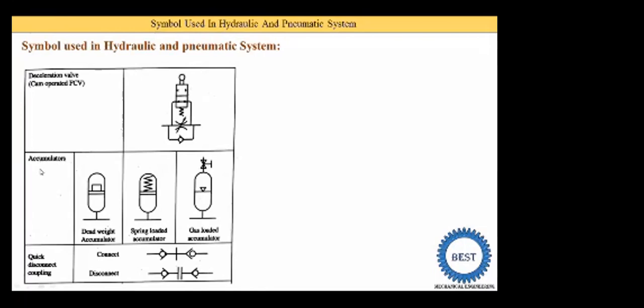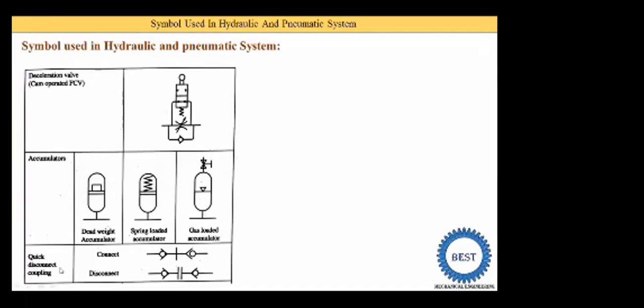Okay, next one is the accumulators. Accumulators are of different types. One is the dead weight accumulator. The first thing common when you draw the symbol of an accumulator is that you draw it like a vessel: one straight line, then two half circles on each side, and one horizontal line and a vertical line here. Now in this accumulator we provide the dead weight, meaning we need to put some weight on this platform. If it is a spring loaded accumulator, then we put a spring on the upper part instead of this weight. And in the gas loaded accumulator, gas is supplied from this pipe and this gas acts with some pressure on the accumulator.